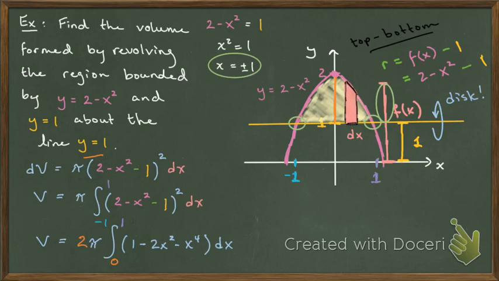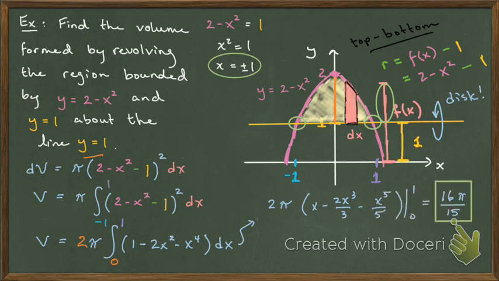It makes my integration just a little bit easier when I use the fundamental theorem of calculus, right? When I evaluate the antiderivative at 0. And I'll quickly do that here. Integrating, I get 2 pi times x minus 2x cubed over 3 plus x to the 5th over 5 from 0 to 1, and I get 16 pi over 15 as the total volume of the solid created by revolving that region in yellow there about the line y equals 1.